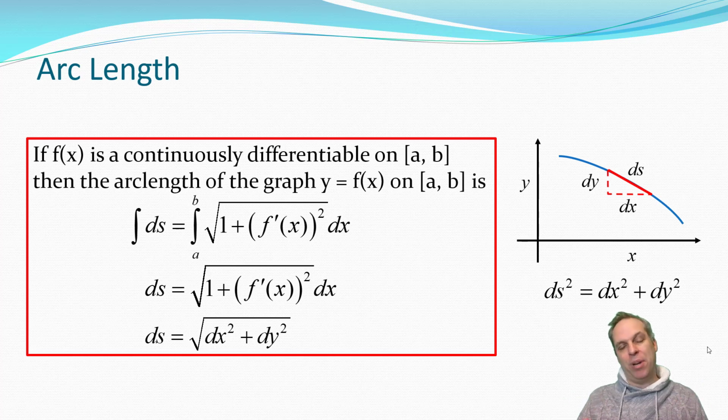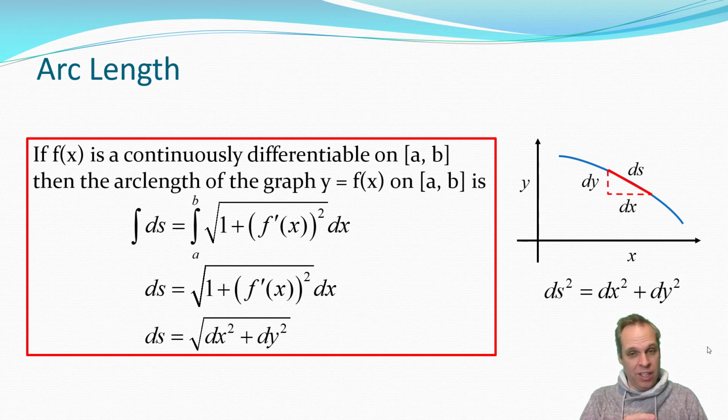So let's recap what I've done and also throw in a little bit more notation to help us out later on. If a function is continuously differentiable on a closed interval, so the derivative exists on the interval and that derivative is continuous on that interval, then the arc length of the curve from x equals a to x equals b is equal to this particular integration from a to b of the square root of the quantity of 1 plus the derivative squared dx.